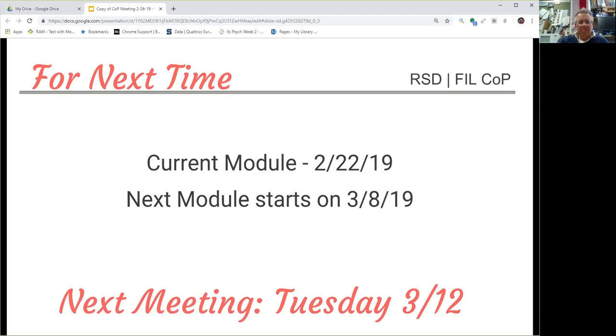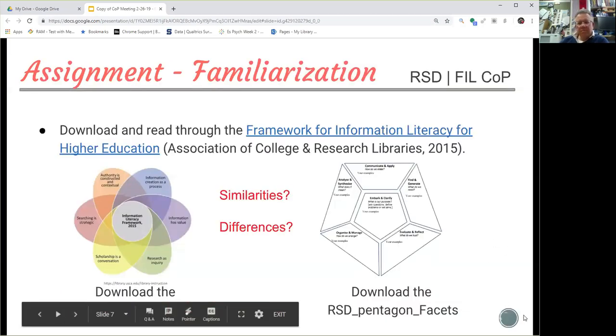All right. So our current module is up and running as of last Friday, and our next module is going to start on the 8th, and we'll reconnect on the 12th. On the 12th, we're going to start in earnest digging into the framework for information literacy. So I want to give you a couple of assignments that prepare for that.